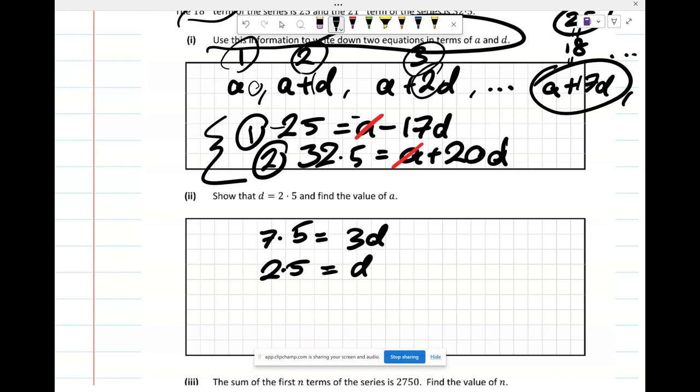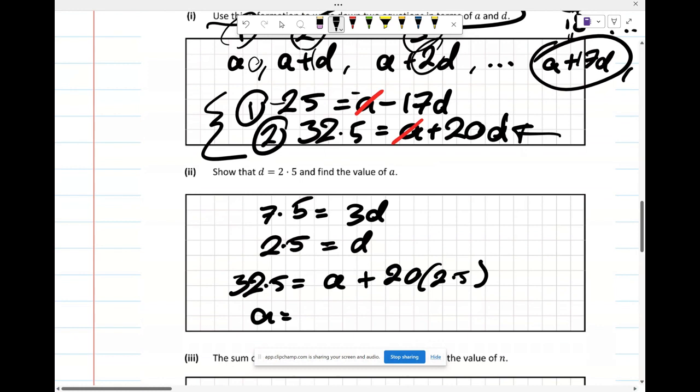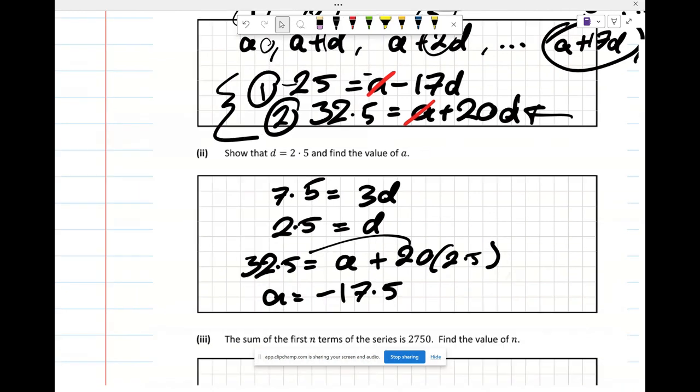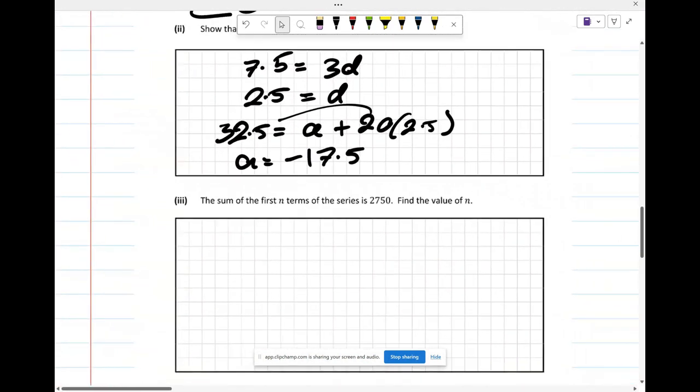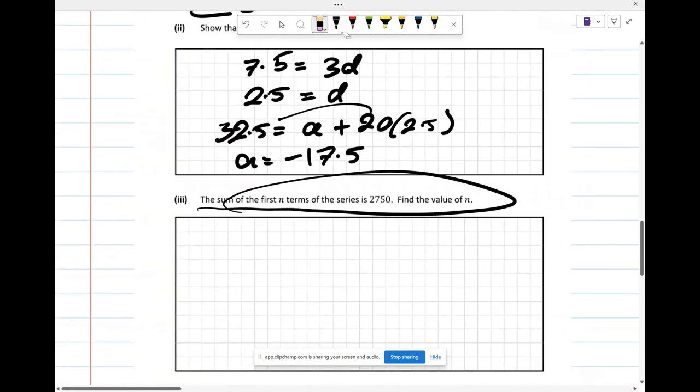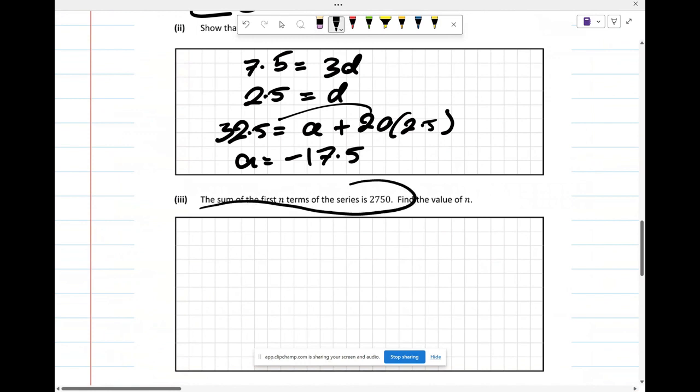Now we need to find the value of A, so we can just sub back into any equation. 32.5 is equal to A plus 20 times 2.5. So just a little bit of algebra, bring this over to that side. 32.5 minus 20 times 2.5 is going to be minus 17.5. Perfect. Now it says use the sum of the first n terms of the series. It tells us the sum of the first n terms of the series is 2,750. Find the value of n.